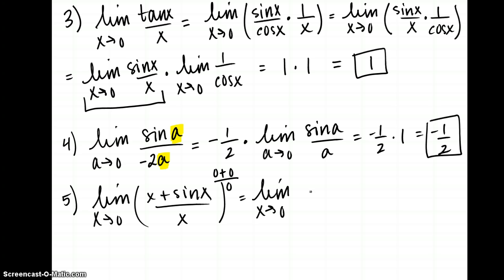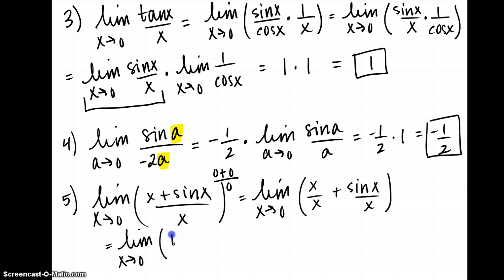So let's think outside of the box. I have 2 terms in the numerator, so let's separate the numerator into 2 fractions. x over x plus sine of x over x. I'm allowed to separate a numerator as long as it gets the common denominator. So simplifying here. Alright, x divided by x gives me 1.